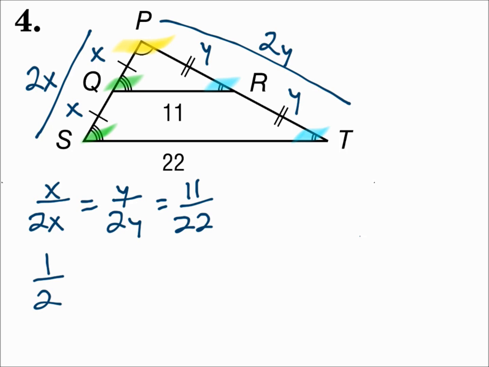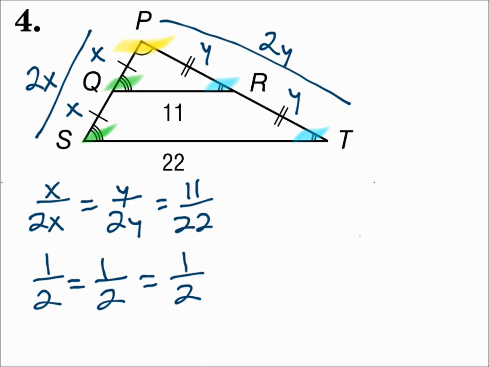X over 2x is 1/2. Y over 2y is 1/2. And 11 over 22 is 1/2. So the sides are proportional. The angle pairs are all congruent and the side pairs are all proportional. So these triangles are similar.